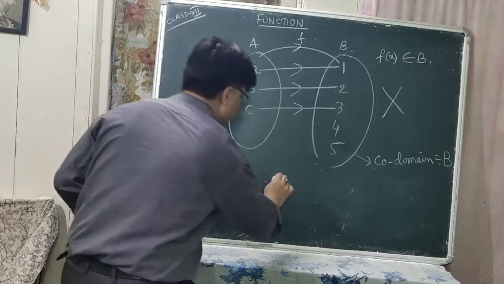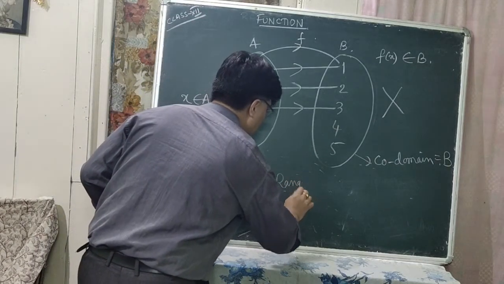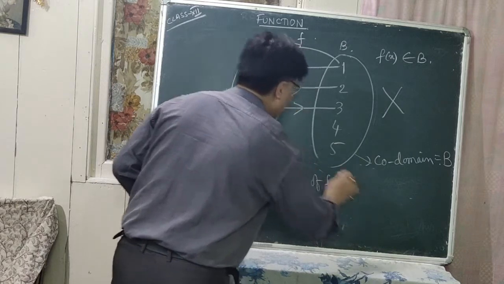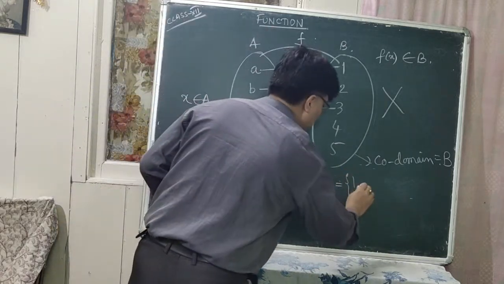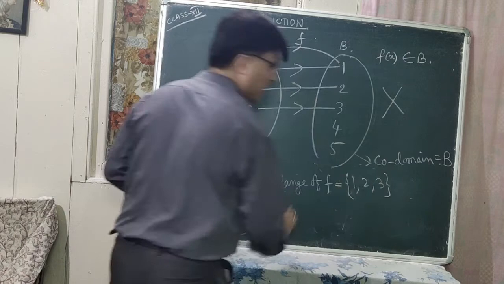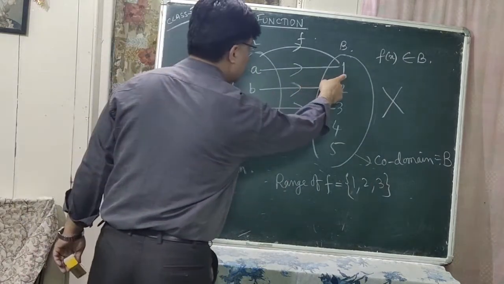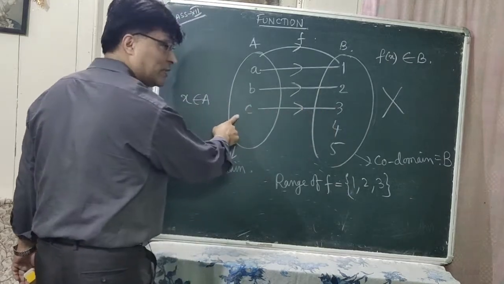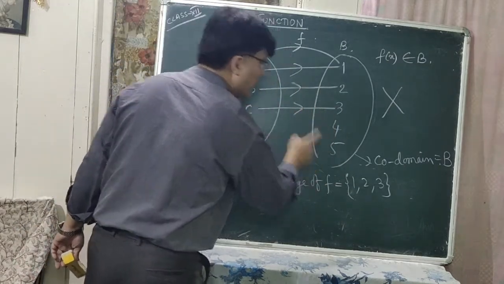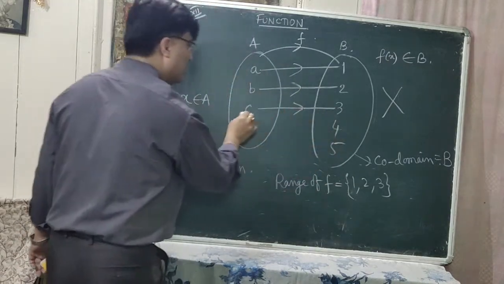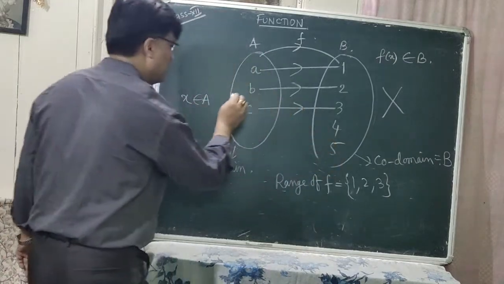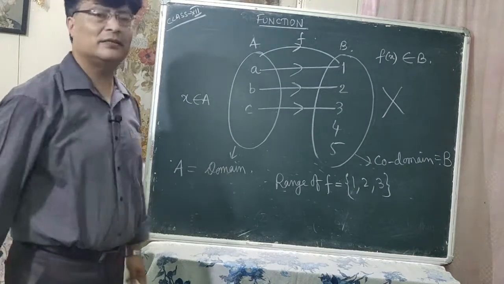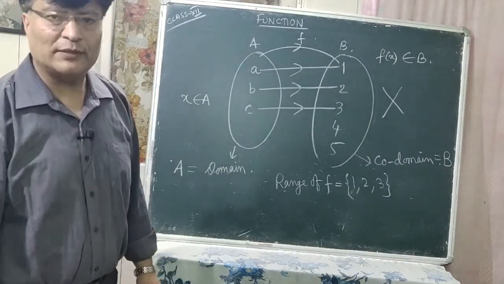What do you mean by range of f? Range of the function f is equal to, this is a set, that is 1, 2, 3. That is 1 is related with a, 2 is related with b and 3 is related with c. So in range of f, 4 and 5 do not come because the pre-image of 4 is not in A, and the pre-image of 5 is also not in A. So this is your definition of the function.